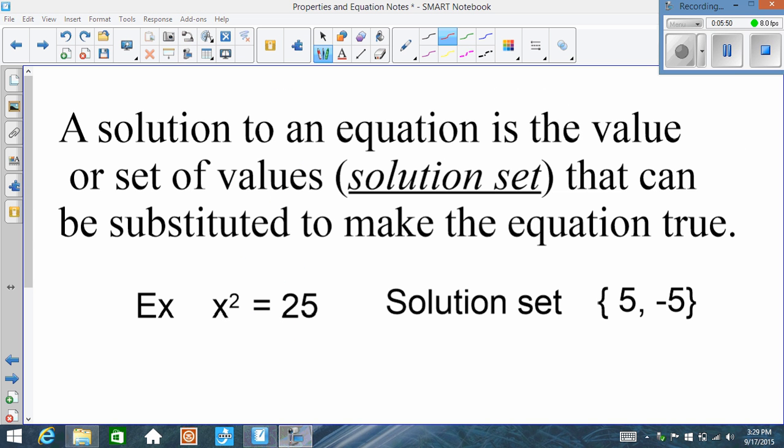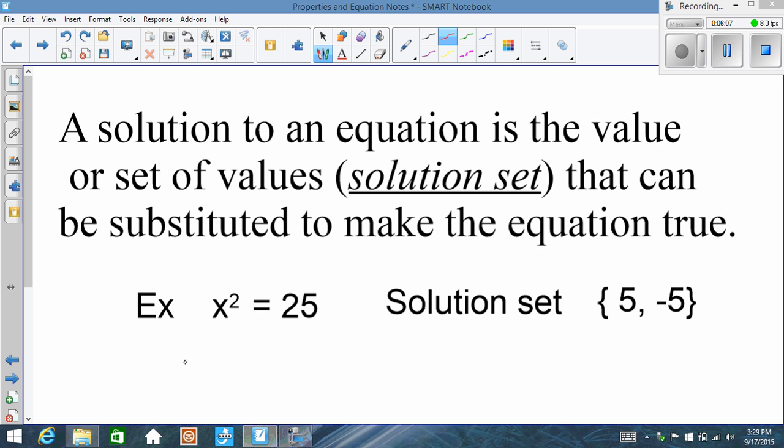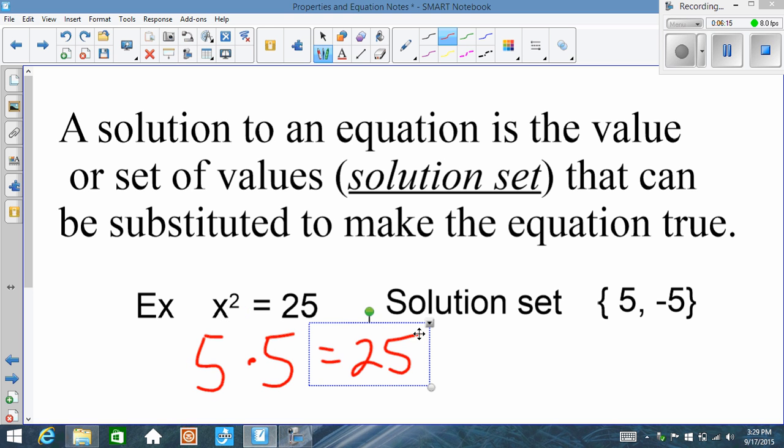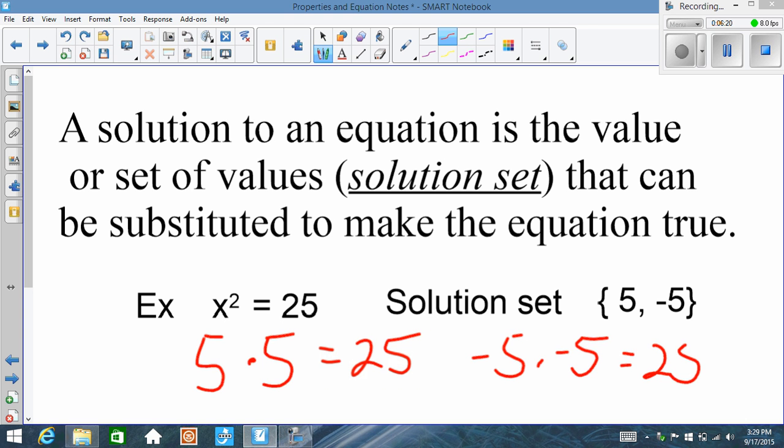Now for some more vocabulary. A solution to an equation is the value or the set of values called the solution set that can be substituted to make the equation true. So for instance, if we had x squared equals 25, the solution set or the answers to this would be 5 and negative 5, because 5 times 5 is 25, and negative 5 times negative 5 is also 25. So the solution to this has 2, and we can put it in a set with the brackets. So we use brackets to show a solution set.